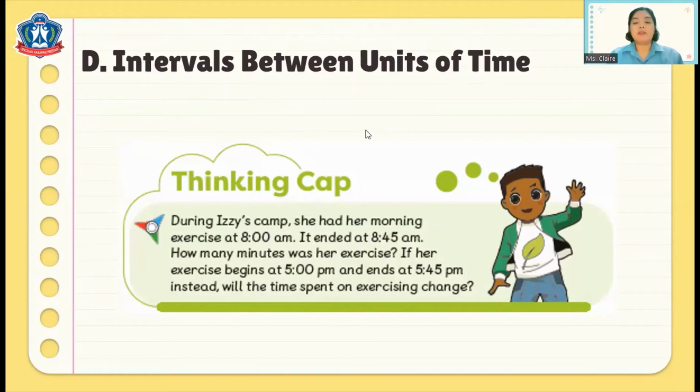During Easy's camp, she had her morning exercise at 8 in the morning. It ended at 8:45 a.m. So how many minutes was her exercise? If her exercise begins at 5 p.m. and ends at 5:45 p.m., instead, will the time spent on exercising change? So try to compute or find the answer for this question after watching this video.